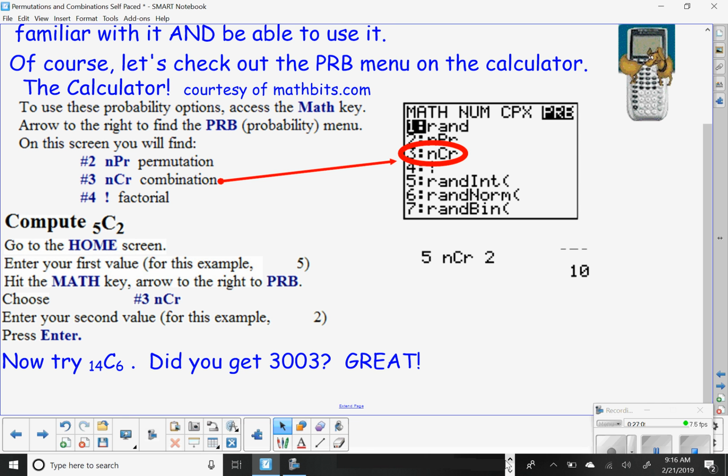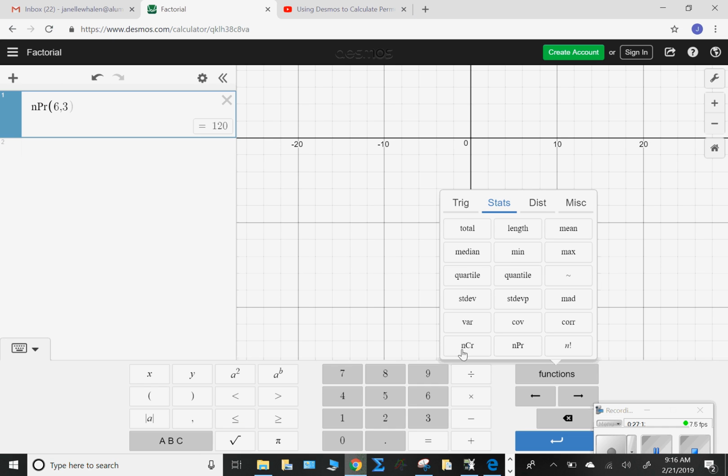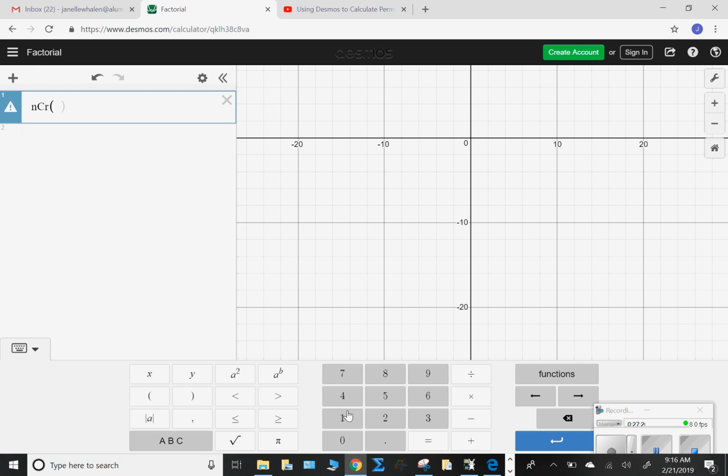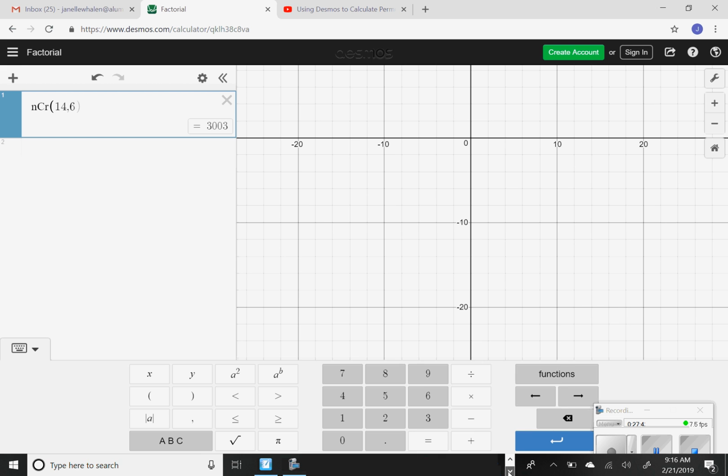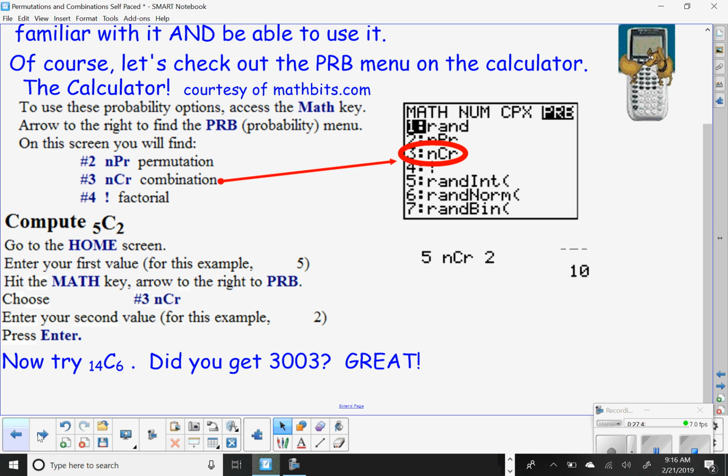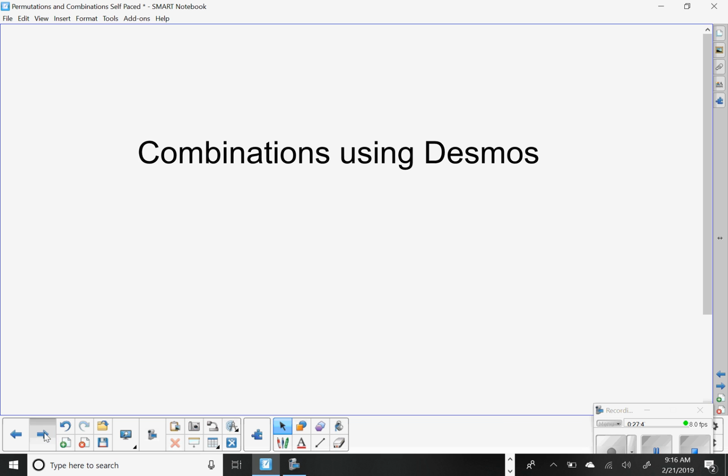And you can try the same thing with 14C6. Desmos, of course Desmos does this. Notice we have our stats. I can get rid of this and say this time I want a combination. I have 14 total students and I want 6. 3003. The nice thing is I can either click on these numbers here to enter numbers, and here's the comma over here, or I can just use my keyboard. Okay? Oops, let's go back to our notes here. So, I just did combinations using Desmos.